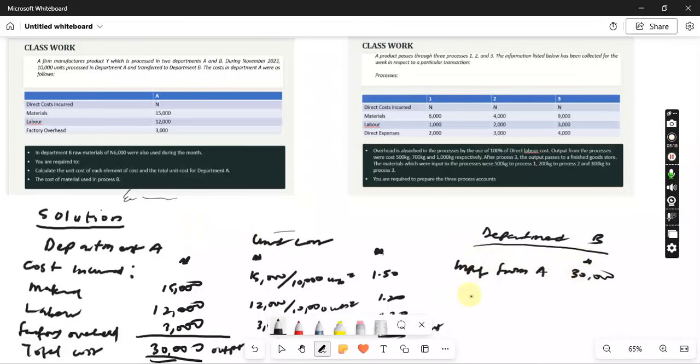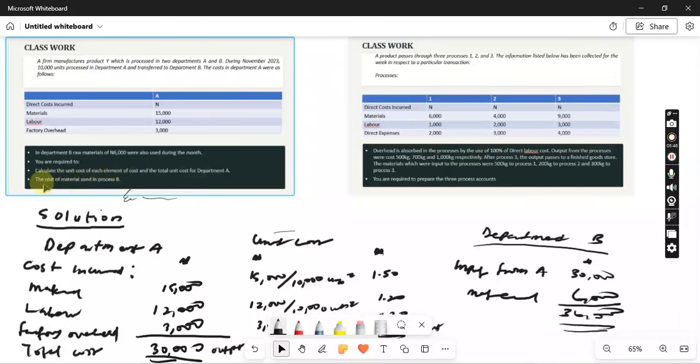Then we also have from the question, we're told that the cost of raw materials used in department B is 6,000 naira. At the end of the day, we have 36,000 naira. Now, we shouldn't get confused. The question says calculate the unit cost of the cost of material used in process B.